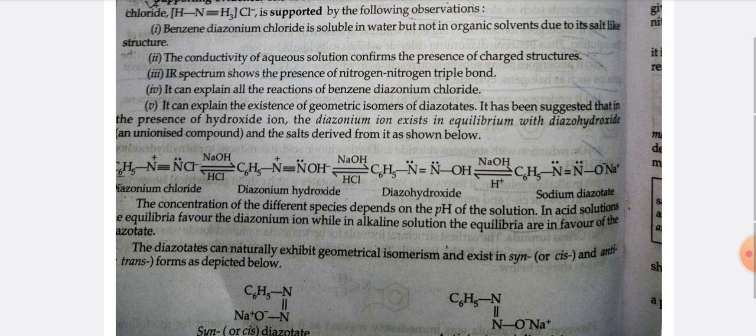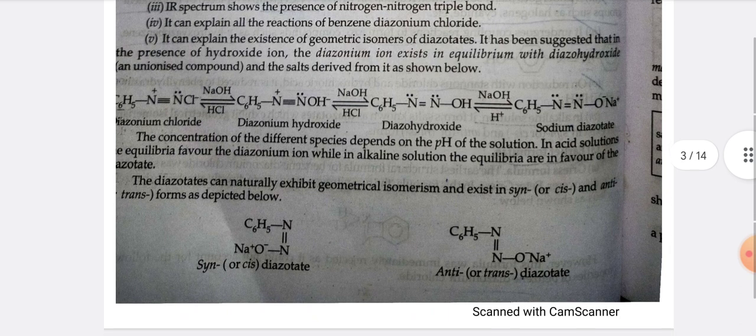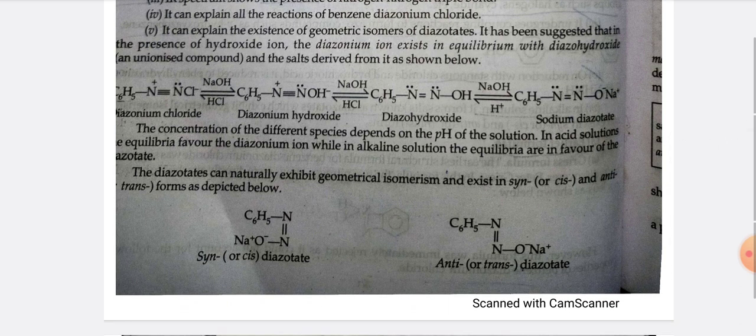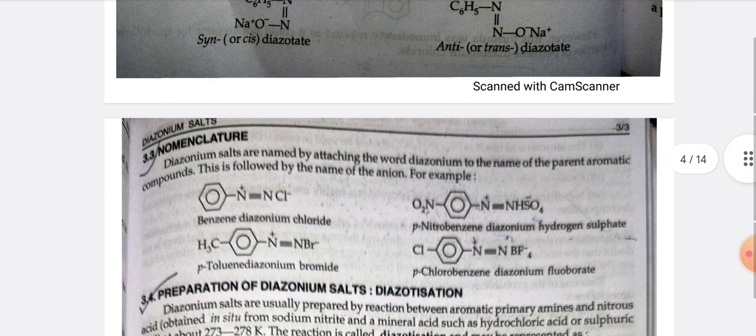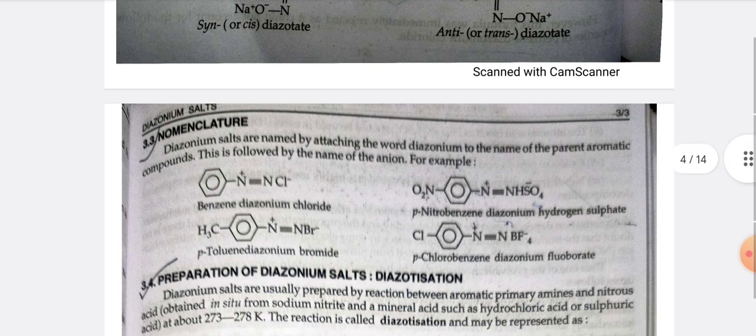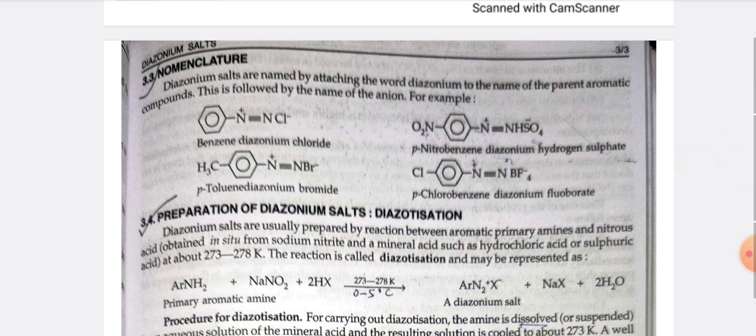In acid solutions, the equilibria favor the diazonium ion, while in alkaline solution, the equilibria favor the diazotate. The diazotate can naturally exhibit geometrical isomerism and exist in syn and anti forms as depicted below. Nomenclature: diazonium salts are named by attaching the word diazonium to the name of the parent aromatic compound. This is followed by the name of the anion. For example, benzene diazonium chloride, p-toluene diazonium bromide.